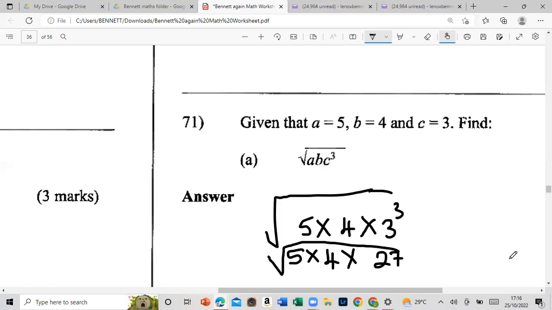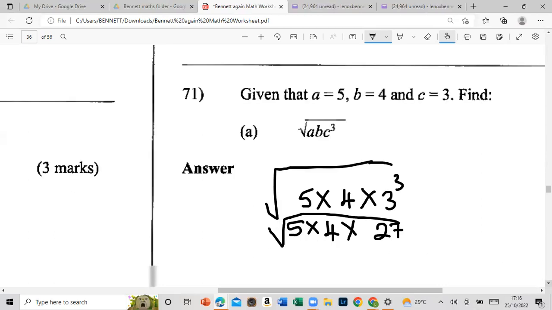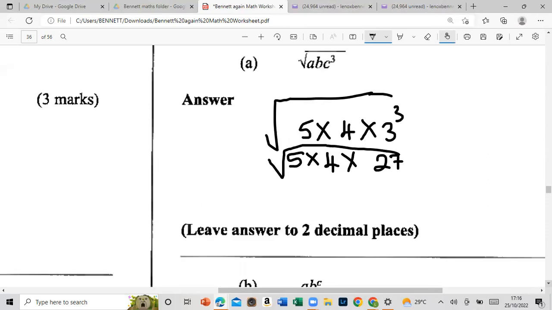Now what we're going to do, we're going to multiply: 5 times 4 is 20. 20 times 27. You know what? I'm just using my calculator. This is paper 2, so you are allowed a calculator. Alright, we get about 540. If I multiply by 10, that'll be 270 and 270. Yeah, so that's 540.